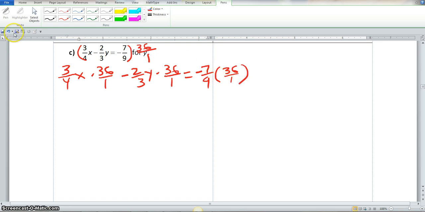You don't have to write that parenthesis. Let me take that out for your notes. You don't have to write that parenthesis. You could have just done it like the rest.